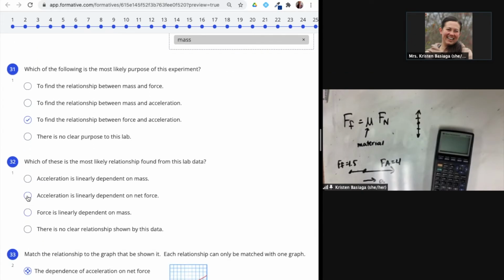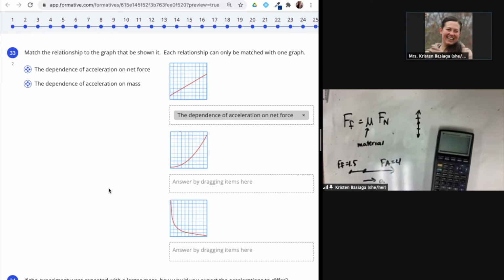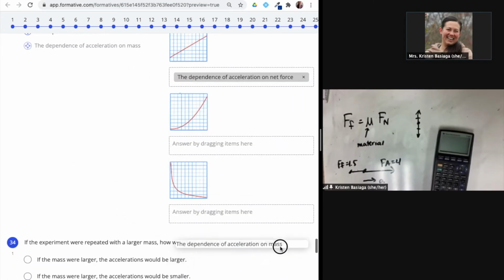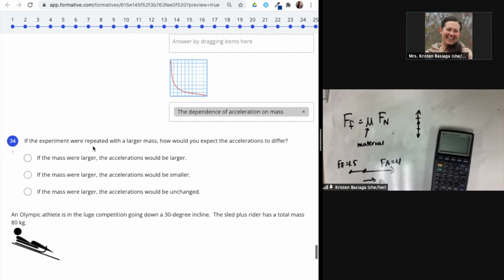This was a linear dependence because if I push harder, the acceleration increases. So I'm going to drag this over to box 1. But the other half of Newton's law is that mass and acceleration are an inverse relationship. So I'm going to drag the dependence of acceleration on mass to the third graph picture. If mass increased, I would expect less net force. So if this experiment were repeated with a larger mass, I would expect smaller accelerations.